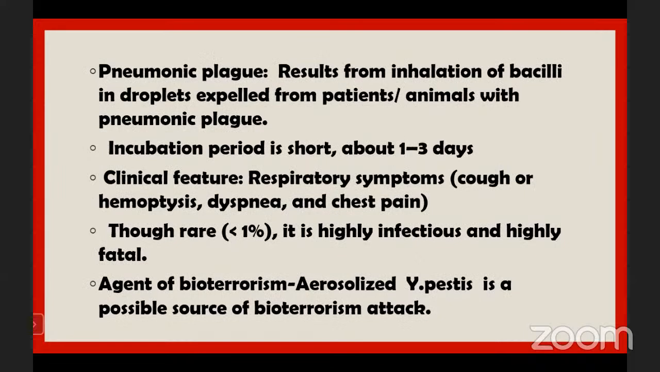Next one is pneumonic plague. It occurs mainly from inhalation of bacilli through droplets. The incubation is short in pneumonic plague, 1 to 3 days. The clinical features are respiratory symptoms such as cough, hemoptysis, dyspnea, and chest pain. Pneumonic plague is very rare, occurring in less than 1% of cases, but it is highly infectious and highly dangerous. It is an agent of bioterrorism; aerosolized Yersinia pestis is a possible source of a bioterrorism attack.